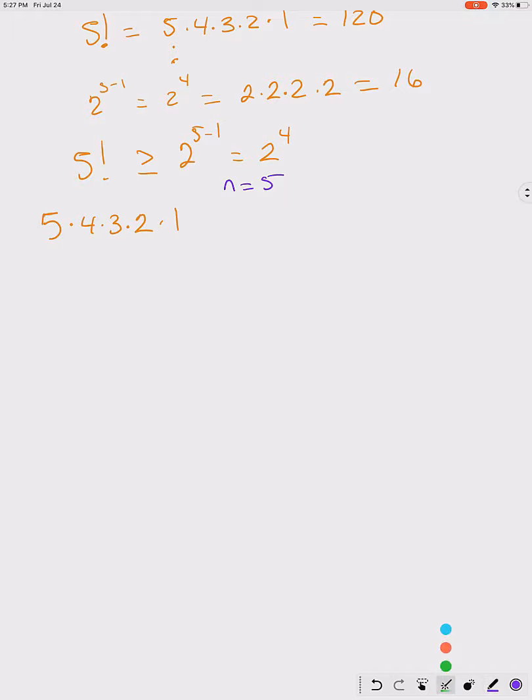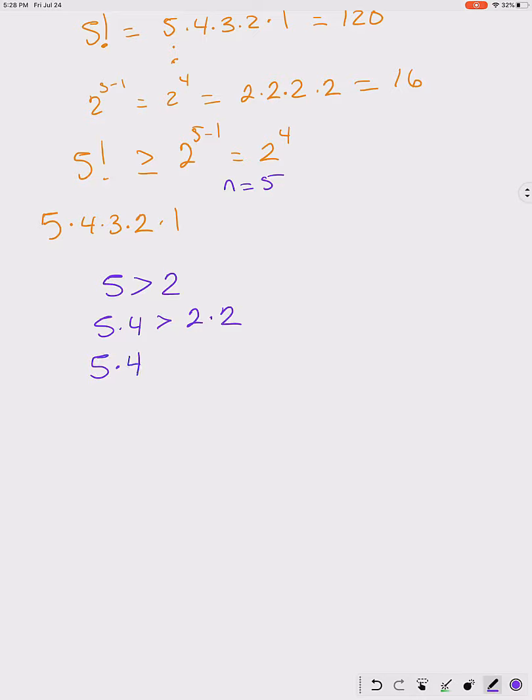And I see that 5 and 4 and 3 are all things that are certainly bigger than 2. So 5 is bigger than 2. 5 times 4, let me write this out. Well, 5 times 4 would have to be bigger than 2 times 2, right? So 5 is bigger than 2, and 4 is bigger than 2. So if I multiply two things that are bigger than two things that are smaller, that would be the case. And I can keep doing this idea.